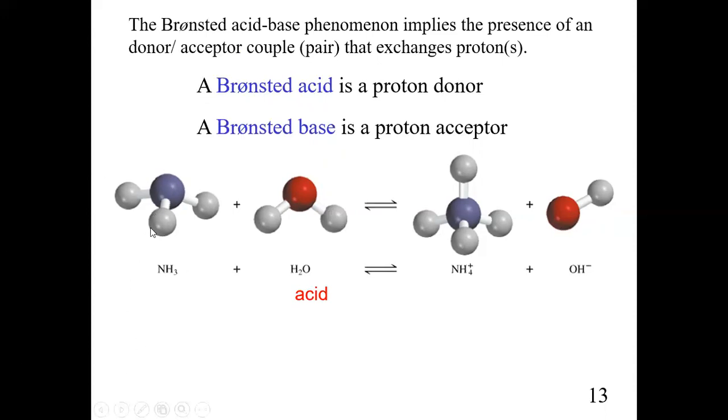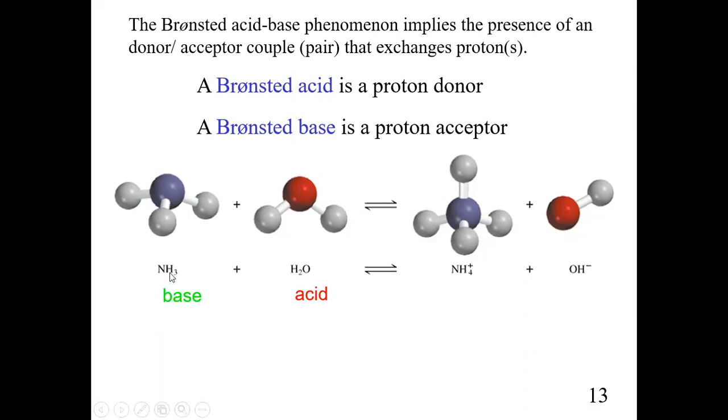What happened to the ammonia? It became ammonium. It picked up a proton. It accepted a proton. So in this type of reaction, the ammonia is acting as my base, because it picked up a proton. Now, of course, if I didn't give you the products, unless you are aware that ammonia is acting as a base, you don't really know, because it has a proton.